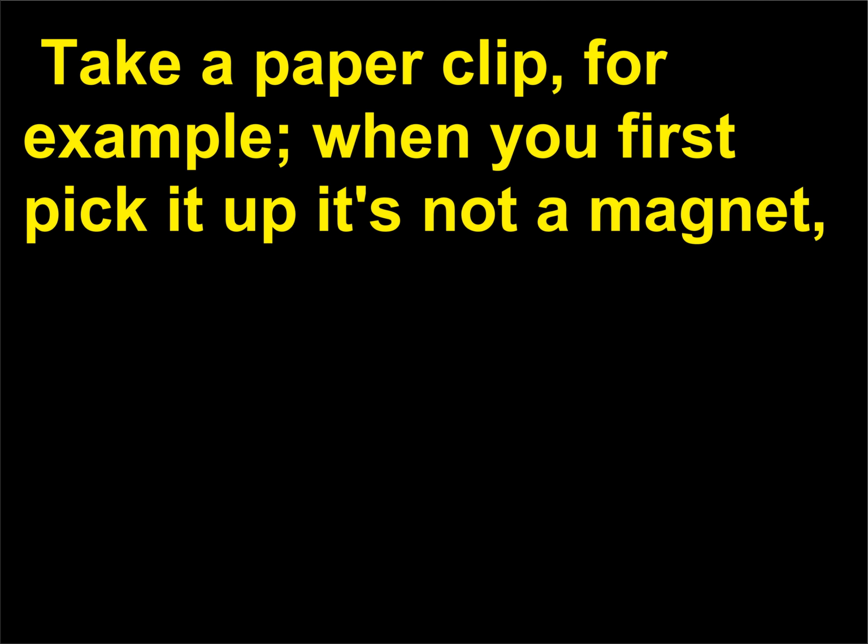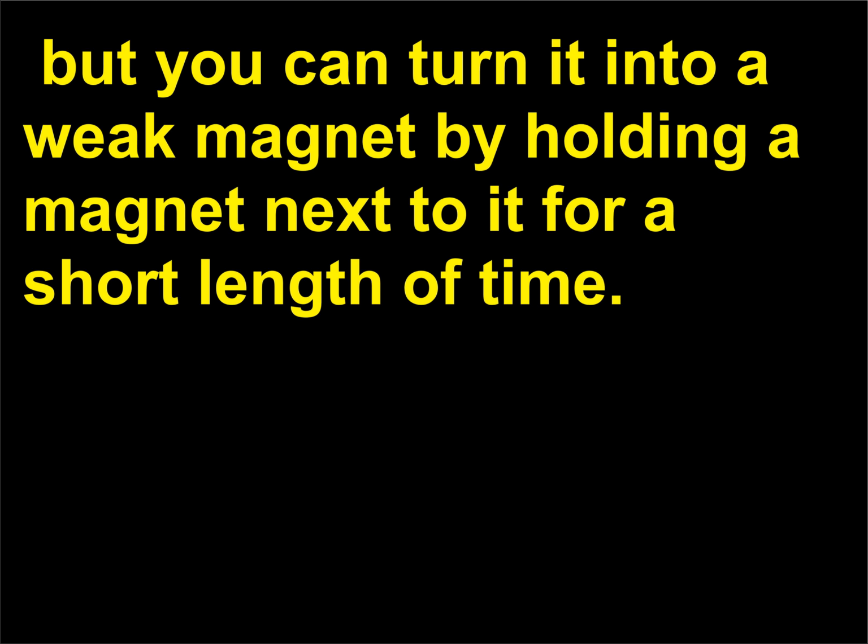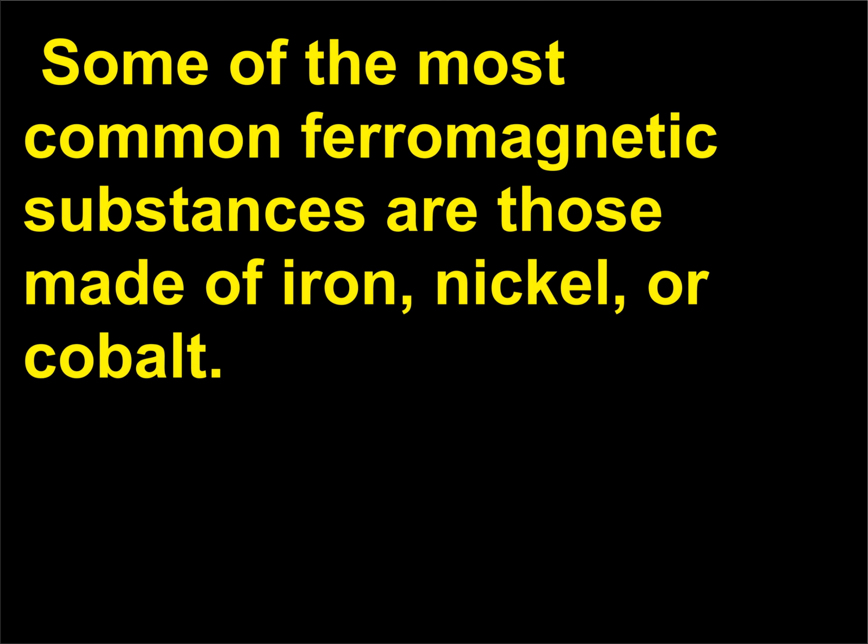Take a paper clip, for example. When you first pick it up, it's not a magnet, but you can turn it into a weak magnet by holding a magnet next to it for a short length of time. Some of the most common ferromagnetic substances are those made of iron, nickel, or cobalt.